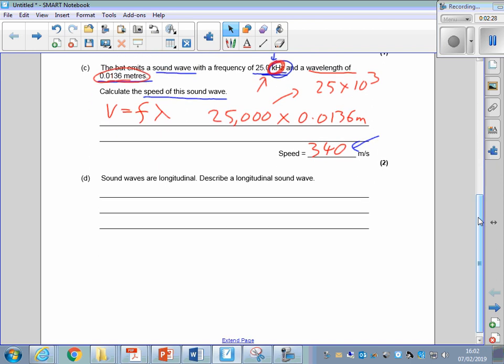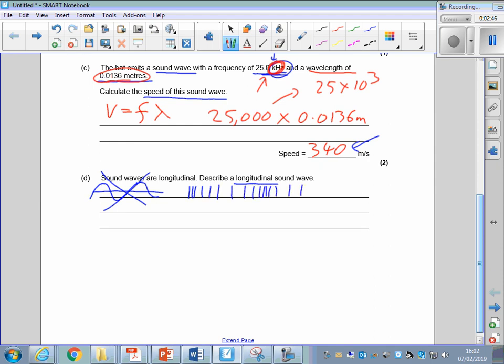Sound waves are longitudinal waves. Describe a longitudinal sound wave. So it's not transverse. It's that strange one where you're getting these bits of the wave squashed together and then spread out and then squashed together again.